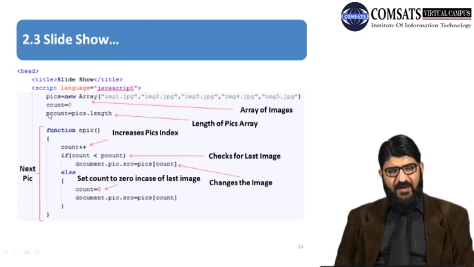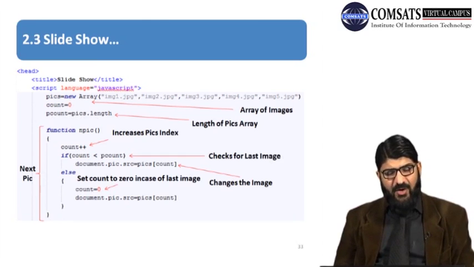Now a variable count is assigned 0, and now you are going to count each pic and its length. So the array will give the length of pictures.